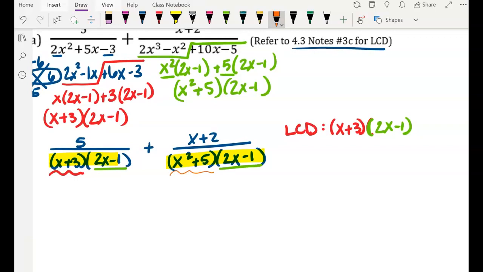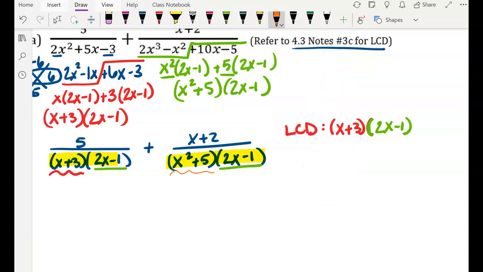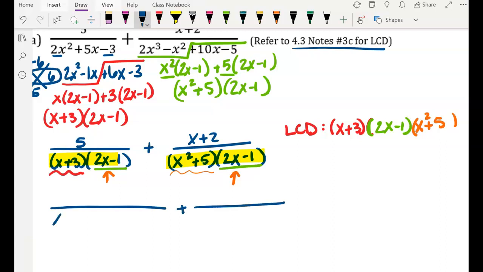So the rule of thumb is that if it's all by itself, students, then you take it and put it as part of your LCD. So x squared plus 5. And then if it's one here and one here, it's also part of your LCD. So your next step really is going to be writing the LCD back identical to each side, just like this, okay? So write it again.